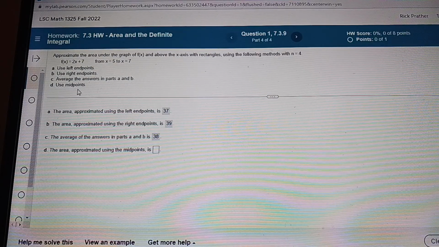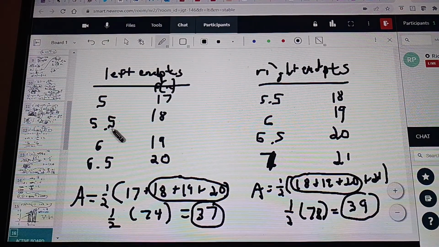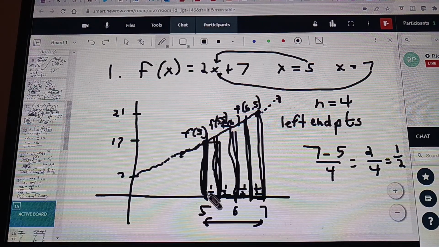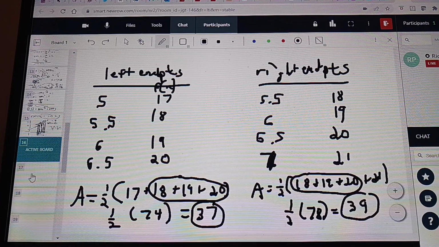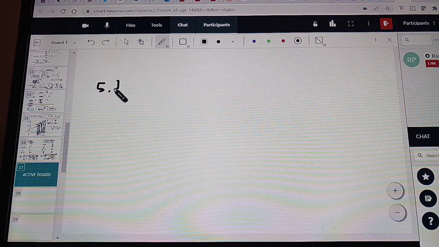And then we can also do this by midpoints, and usually midpoints are more accurate than either the left endpoints or the right endpoints are. Sometimes the average of the left and the right might be better or worse than the midpoint. So for midpoints, what I'm going to do is go halfway between each of these five values. So halfway between 5 and 5.5 is 5.25. Let me make a column for this one. 5.25.